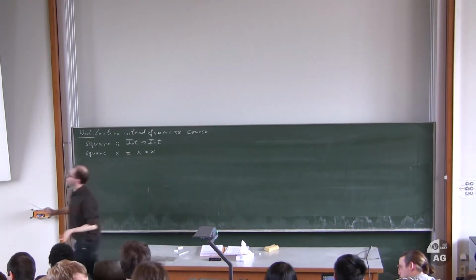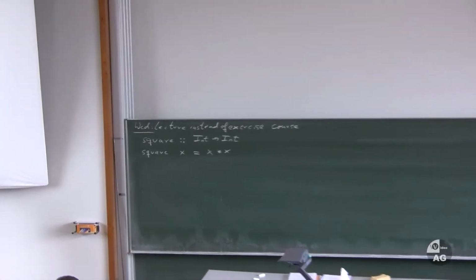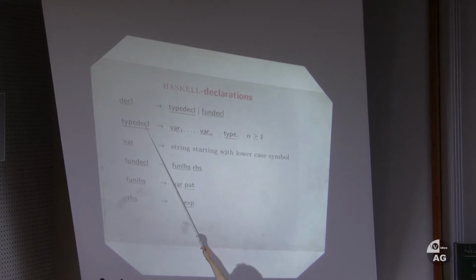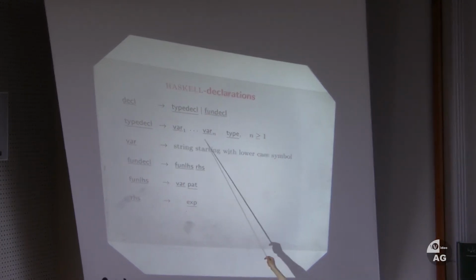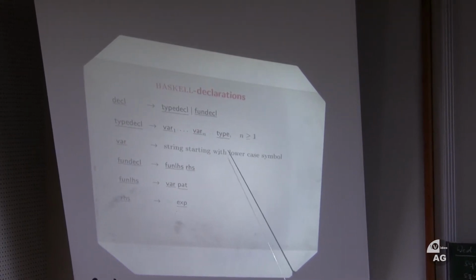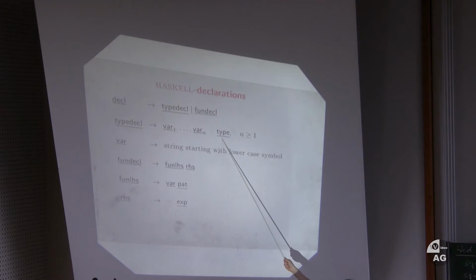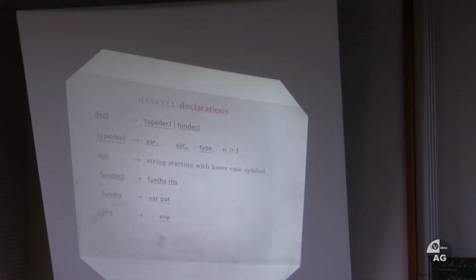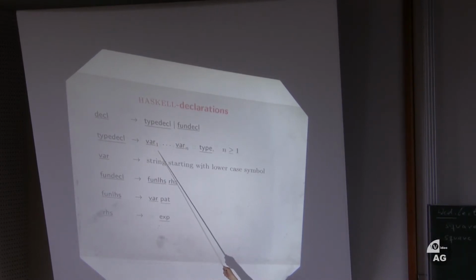So a Haskell program is just a sequence of declarations, and every declaration is either a type declaration or a function declaration. Type declarations look like this. They introduce a certain number of variables. In our example, it's just a single variable. Then we have a double colon, and then we tell Haskell which is the type of this new variable. So in our example, the type is int arrow int. Now, what is a variable? A variable syntactically is just a string that starts with a lowercase symbol. We will have strings starting with uppercase symbols later on, and they mean something else.